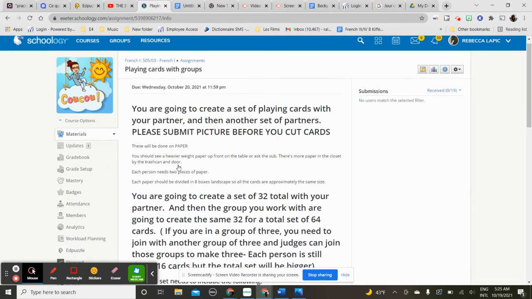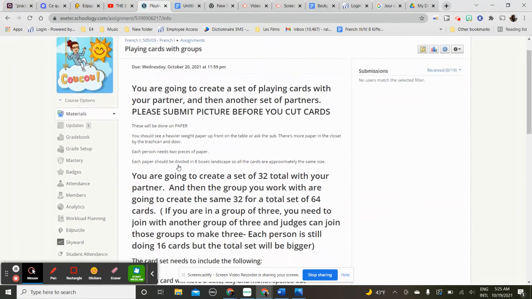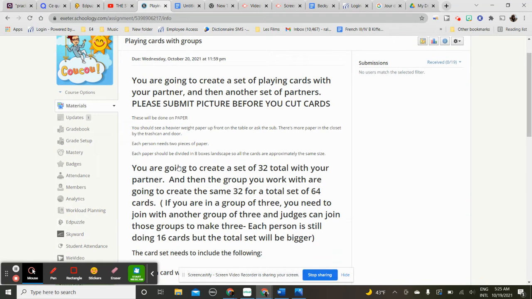So you're going to create a set of playing cards with your partner. This is the partner that you do the skee ball game with and the running dictation game with. It's that partner. I think that there is paper on the front table, but if you don't see paper there, you want to look in the cabinet right next to the door.